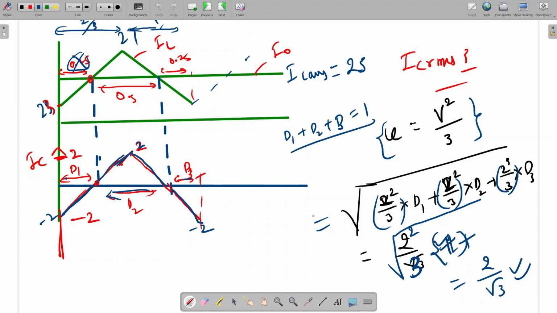Directly we can write like this one. So this will be ICRMS. Is it clear to you, sir?